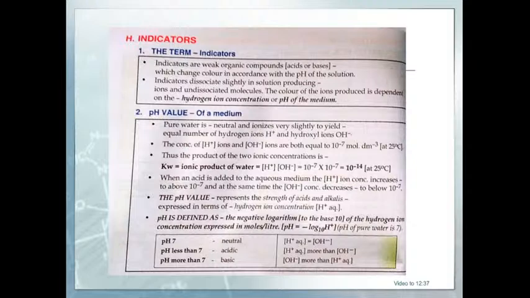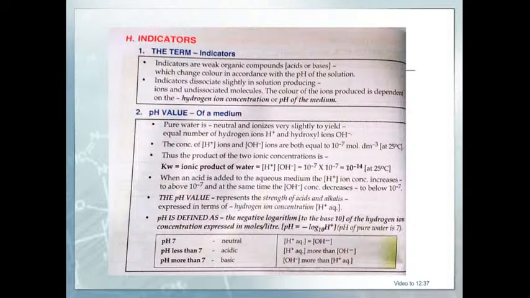So when an acid is added to an aqueous medium, the H plus ion concentration increases to above 10 to the power minus 7, and at the same time the hydroxide ion concentration decreases to below 10 to the power minus 7. In that case the substance will show a pH value less than 7, right? And if, on the other hand, any basic substance is added to water, obviously the OH ion concentration is going to increase and the pH will go beyond 7, right?